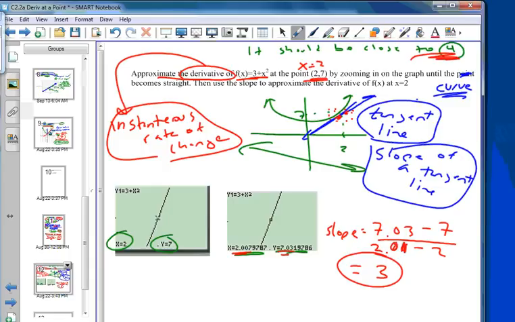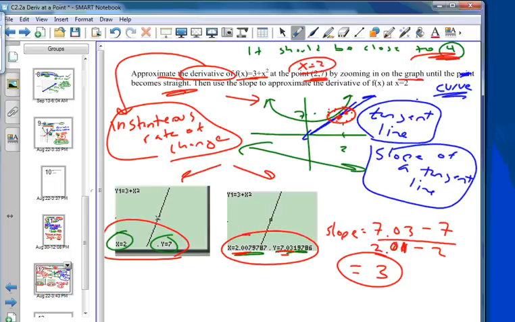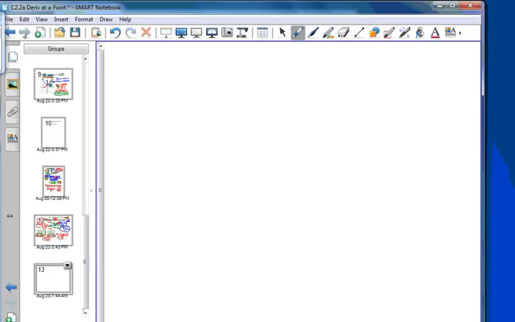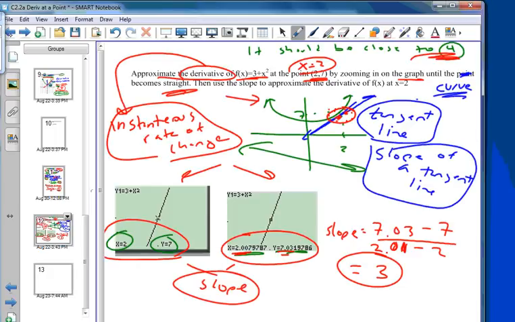And the idea is we took a curve, we took our y equals 3 plus x squared, and we zoomed in when x equals 2 until the graph became straight. And once it became straight, like it did here, we chose 2 points by just tracing, and we used these 2 points to find the slope between those 2 points. And that's it for this lesson.